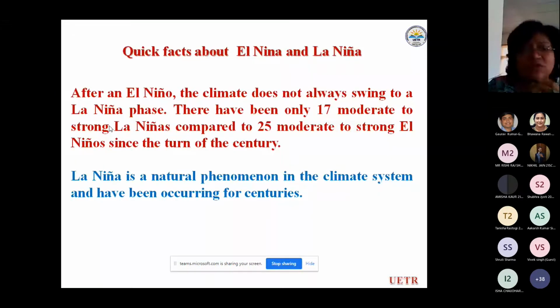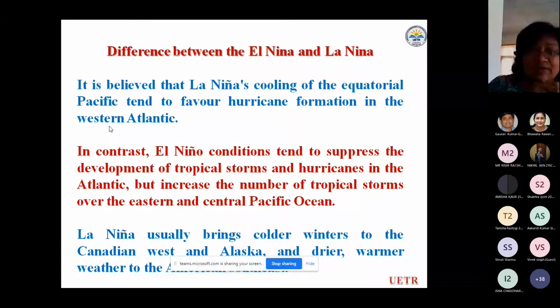Quick facts. What are the quick facts? After an El Nino, as I am telling you already, the climate does not always swing to a La Nina phase. It doesn't happen all of a sudden, okay? There have been only 17 moderate to strong La Ninas compared to 25 moderate to strong El Ninos. El Nino conditions remain more as compared to the La Nina condition. La Nina is a natural phenomenon in the climate system and has been occurring for centuries. Okay. This is the difference that I have told you already.